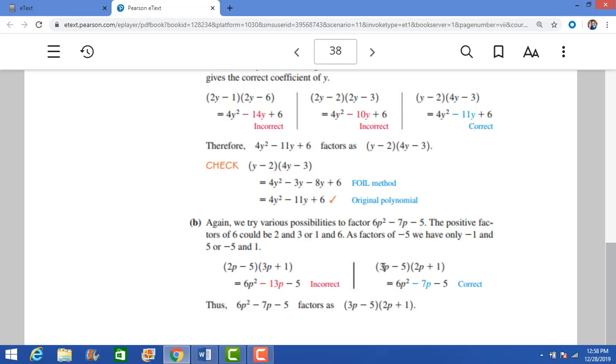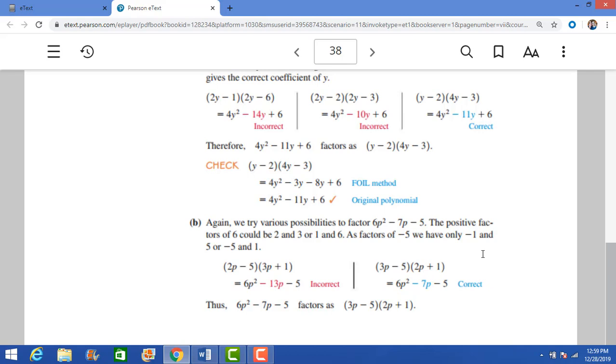So now let's use 3 and 2. So now we're switching these. 3 and 2 and -5 and 1. And so that one does work. Okay? So trial and error by just using the FOIL method will work.